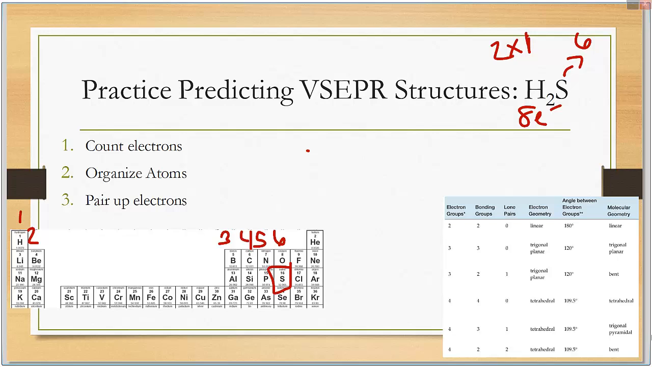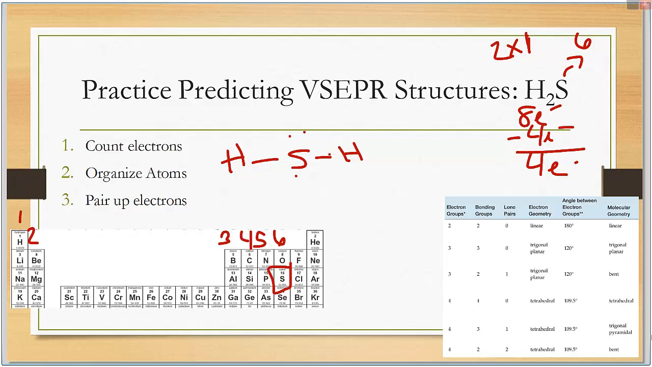Connect the central atom to the peripheral. Count up the electrons. We have 4. So we have 4 left. Hydrogen has a duet, so now we go to the central atom. 2, 4, 1, 2, 3, 4. There's our octet.